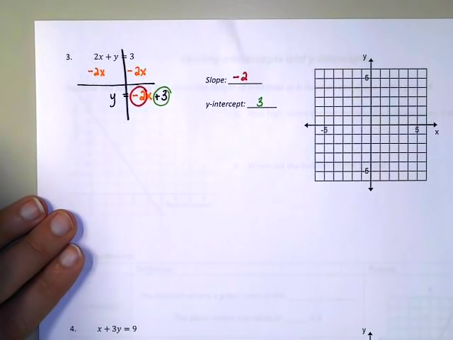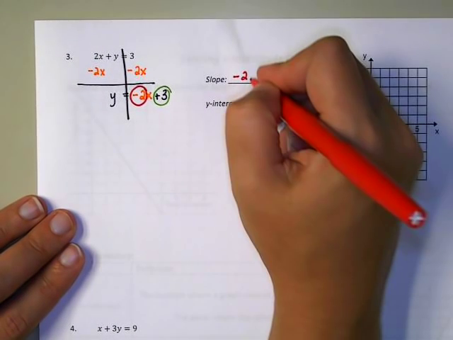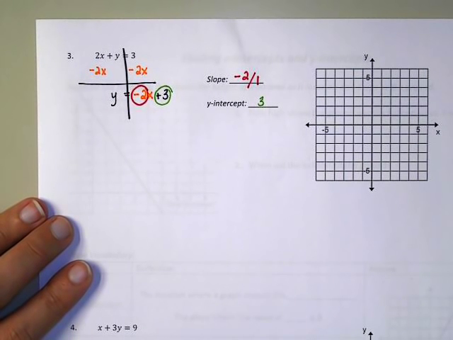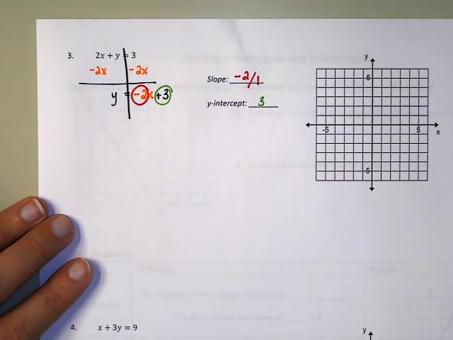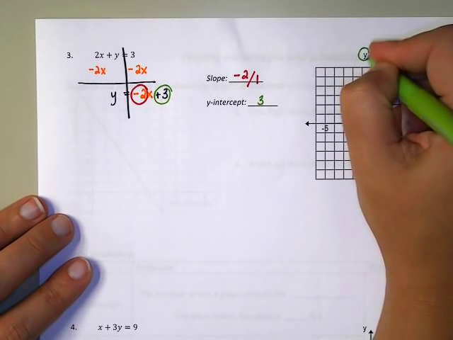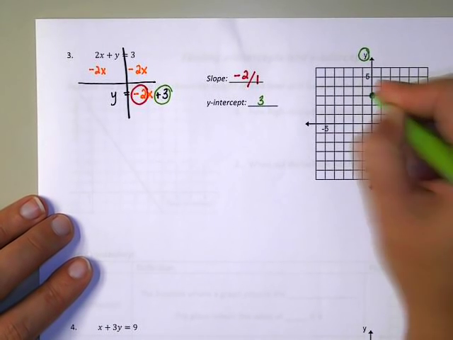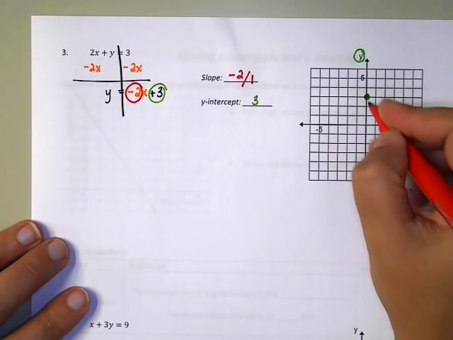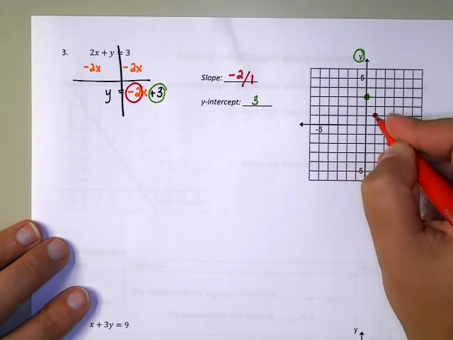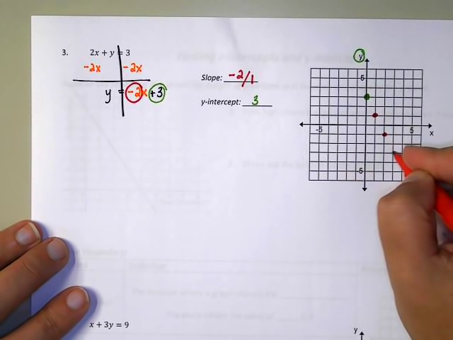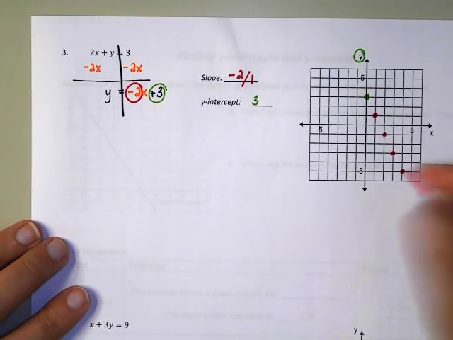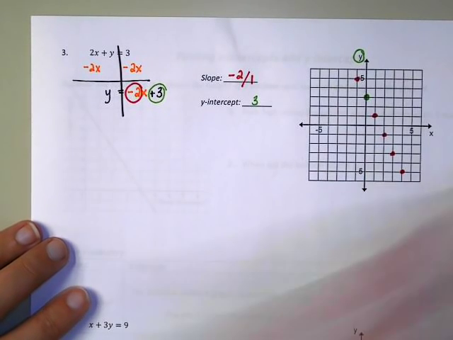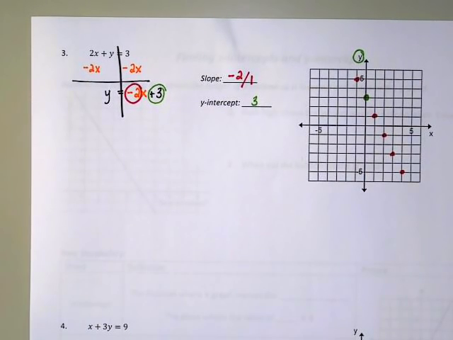Now again, I need to see my rise and my run, so I'm just going to write negative 2 over 1 here so I can see both of those numbers. Now the 3 tells me where to begin on the y-axis, so I'm going to start by putting a dot on the positive 3, and then the slope tells me go down 2, right 1, down 2, right 1, and so on. I could also try going up 2, left 1, and one more point does fit there.